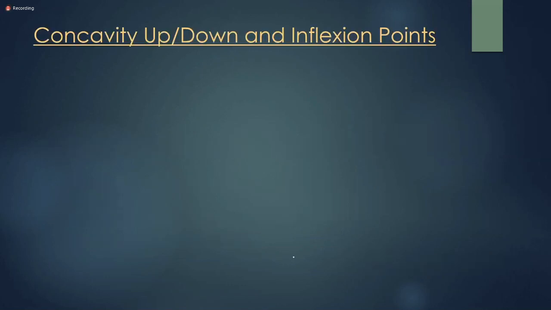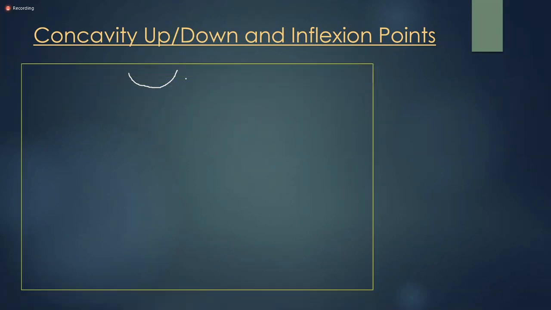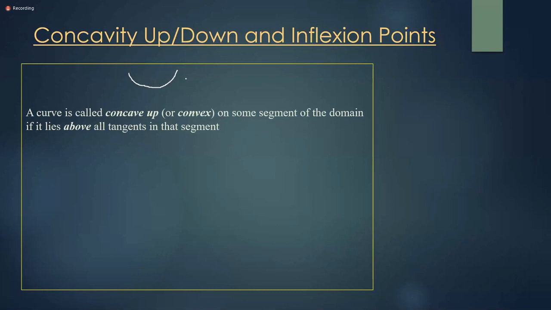So first of all, concavity up and down, concave up, concave down. We call a graph, a curve, concave up if it looks like this. The cavity, as you understand, goes upwards. This kind of curving, when the ends curl upwards, is called concave up. Or also sometimes it's called convex. So concave up or convex.